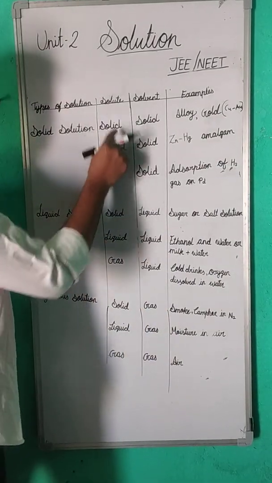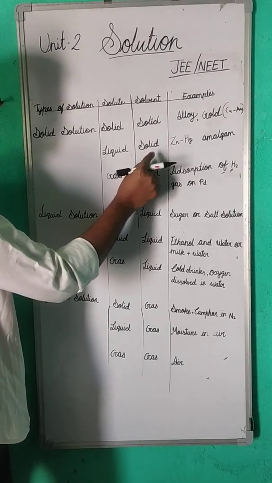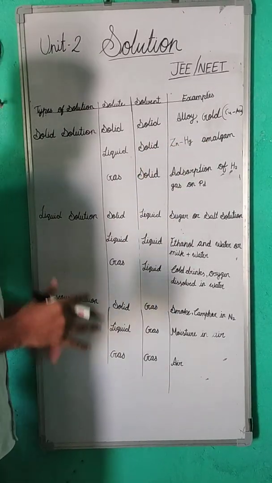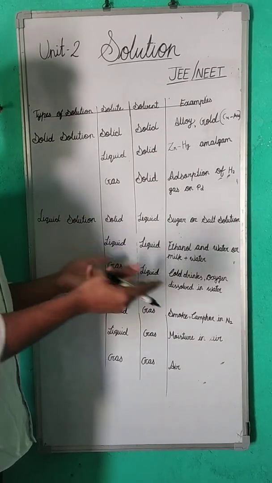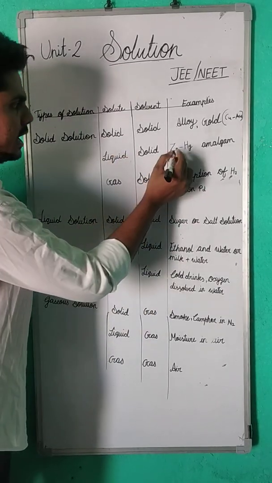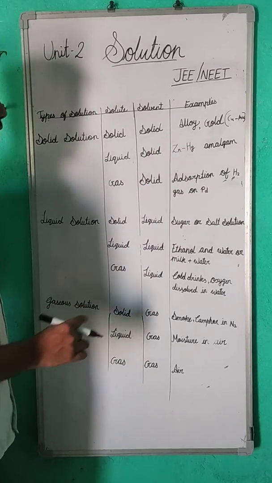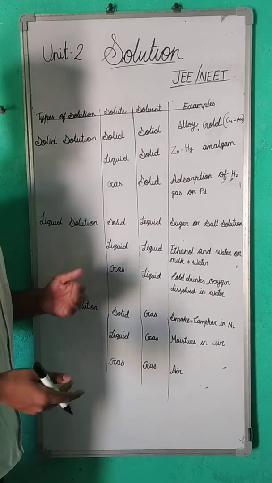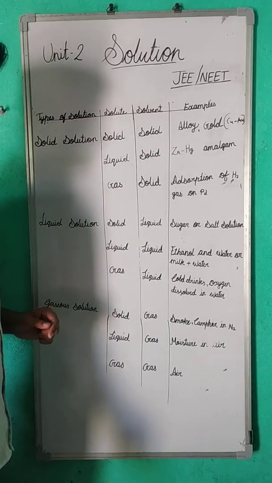Second, the solute will be in liquid state and the solvent in solid state. A simple example is amalgam. Amalgam is nothing but an alloy of mercury with any metal. An example is zinc amalgam, which means zinc will be in solid state and mercury in liquid state. Another example of amalgam is sodium amalgam, in which sodium is solid and mercury is liquid.